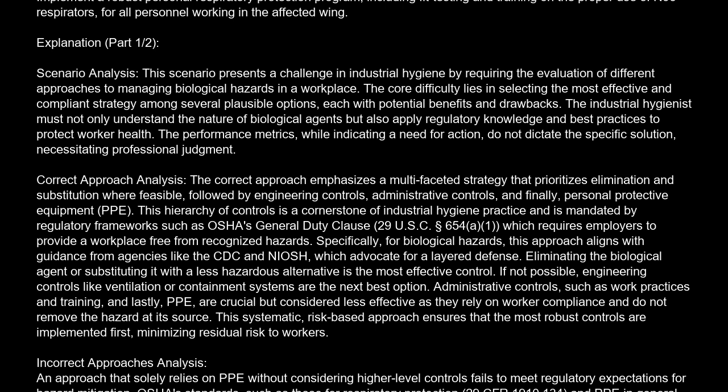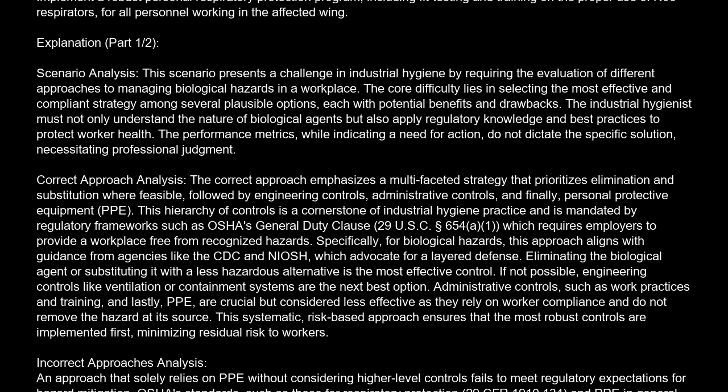Correct approach analysis. The correct approach emphasizes a multifaceted strategy that prioritizes elimination and substitution where feasible, followed by engineering controls, administrative controls, and finally, personal protective equipment, PPE. This hierarchy of controls is a cornerstone of industrial hygiene practice and is mandated by regulatory frameworks such as OSHA General Duty Clause, 29 U.S.C. Section 654(a)(1), which requires employers to provide a workplace free from recognized hazards.